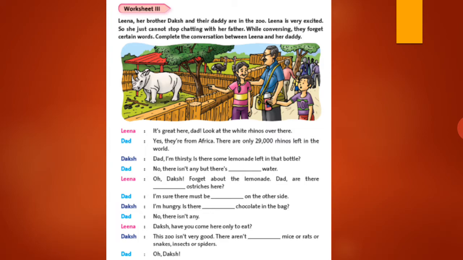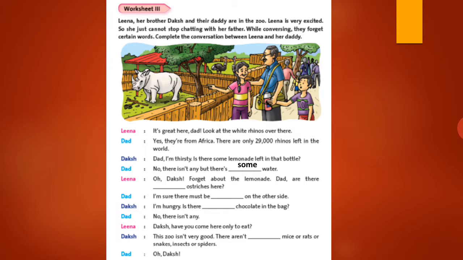Let's see. Leena is saying, it's a great here, Dad. Look at the white rhinos over there. Dad: Yes, they are from Africa. There are only 29,000 rhinos left in the world. Daksh: Dad, I am thirsty. Is there some lemonade left in that bottle? Dad: No, there isn't any, but there is some water. Leena is saying, oh, Daksh, forget about lemonade.